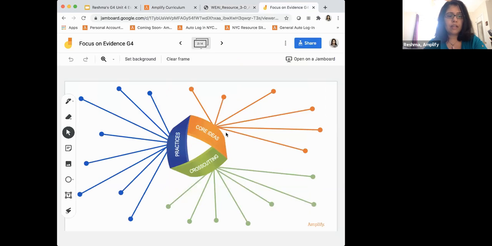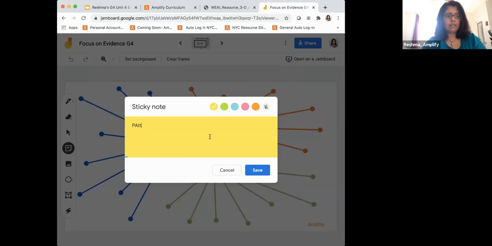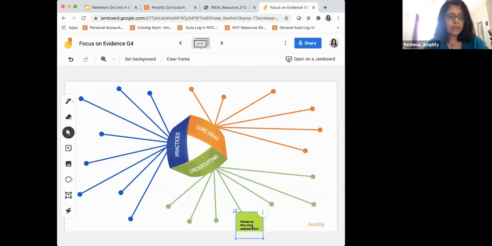So for example, I can use a sticky and write patterns, pre-unit, and I would put this under green. So the cross-cutting concept of patterns is assessed in the pre-unit assessment of this particular unit.